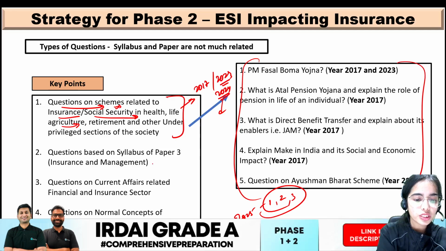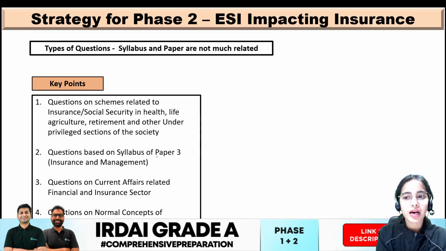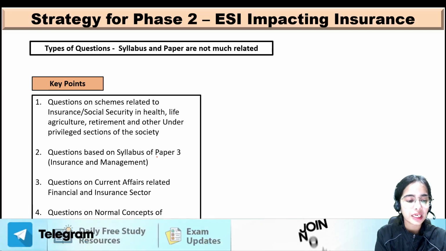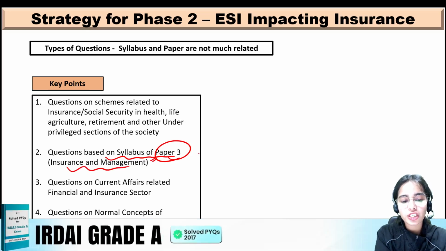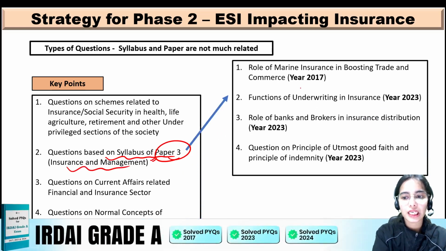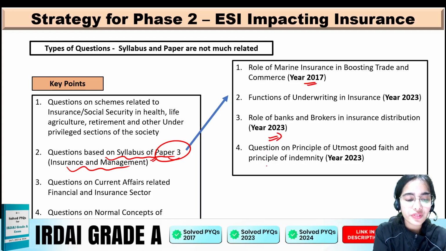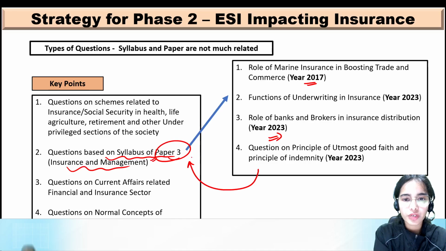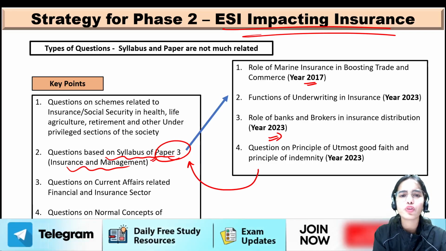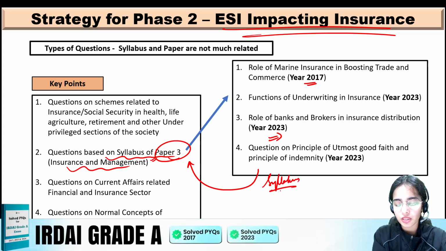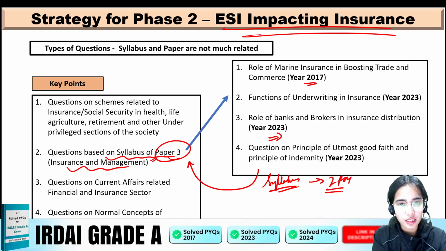Okay, now in the ESI impacting insurance, it has always been seen that there are some questions that are based on the syllabus of paper 3, that is the questions based on the syllabus of insurance and management. Like in 2017 and 2023, we have seen that some questions were in the ESI impacting insurance segment, but they were questions based on the syllabus of insurance and management. So if you have covered the syllabus of insurance and management thoroughly, you will be able to answer the questions, no worries, right?